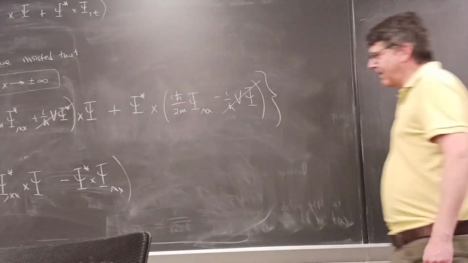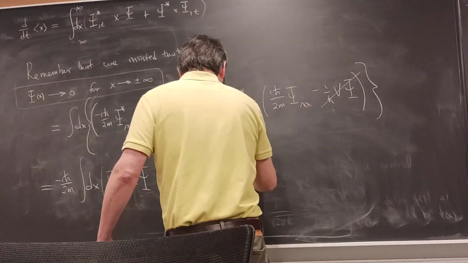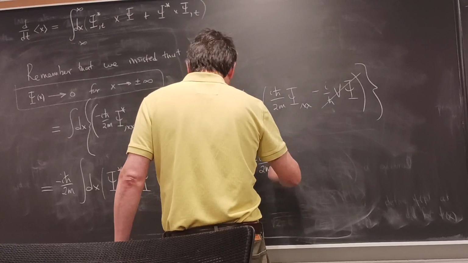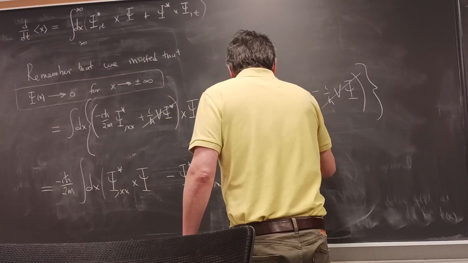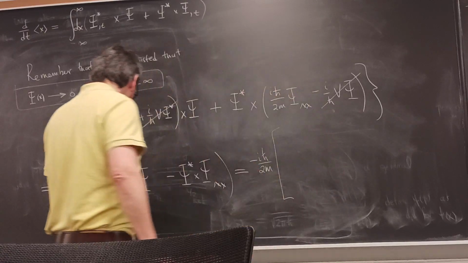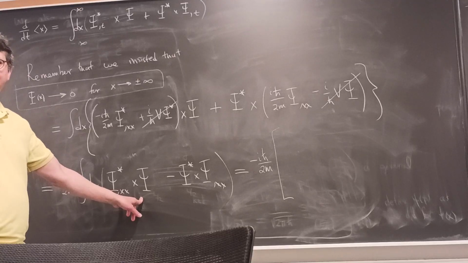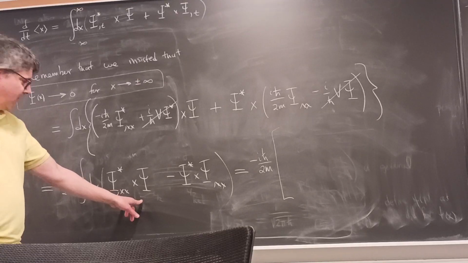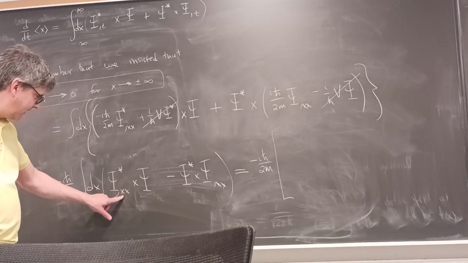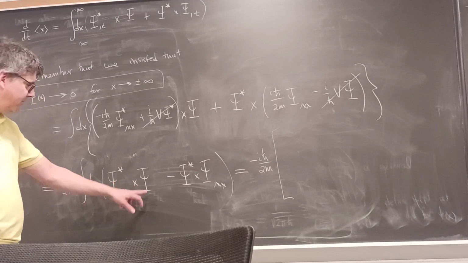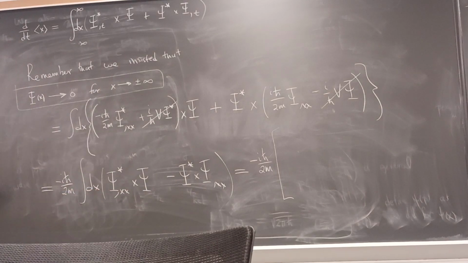Alright, so let's see, what's the first thing that we get here? So we'll have minus iħ over 2m. Now, I want to integrate this by parts. What do I get? I want to take the derivatives off of here and move them to the other side.